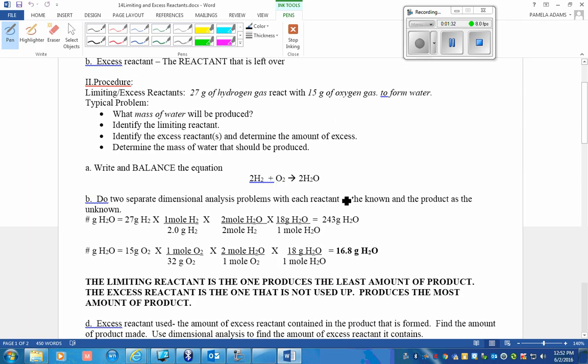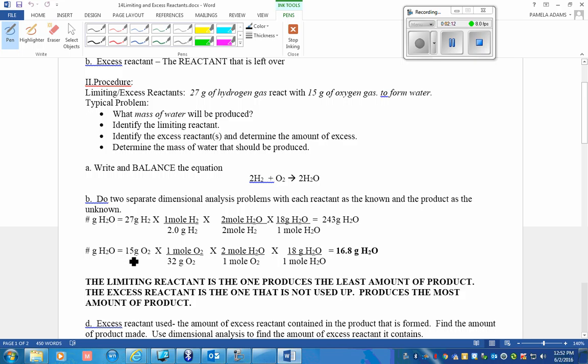You write and balance the equation, and you do two separate dimensional analysis problems to show the amount of product that is formed. I start with my 27 grams of hydrogen. I multiply it by the molar mass of hydrogen to get moles of hydrogen. I do my stoichiometry step comparing the coefficients of the balanced equation. And then I take my moles of water, relate it to its molar mass, and I figure out I can make 243 grams of water if I use up all of the hydrogen.